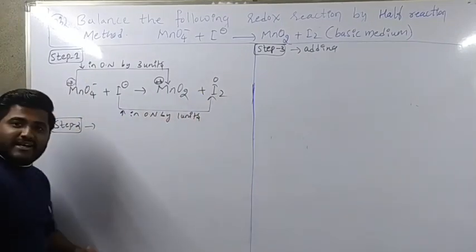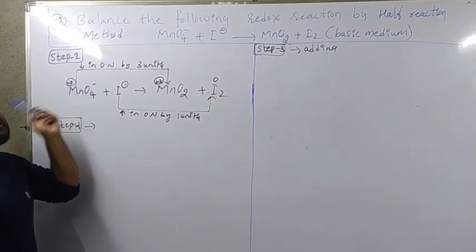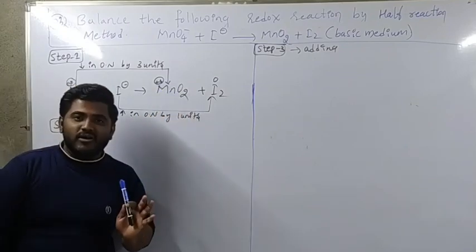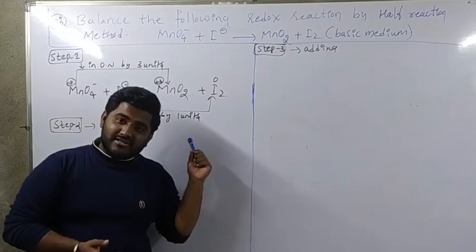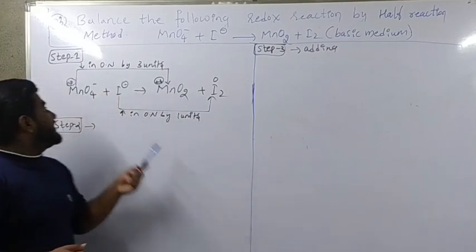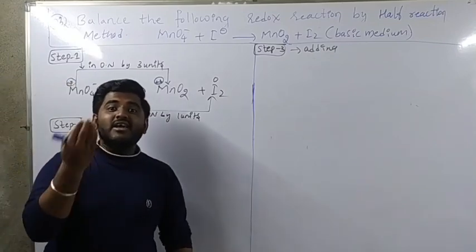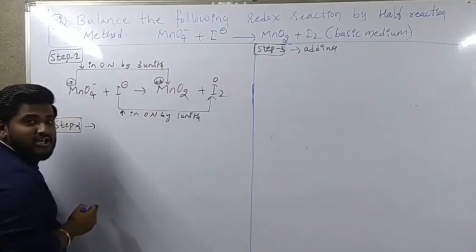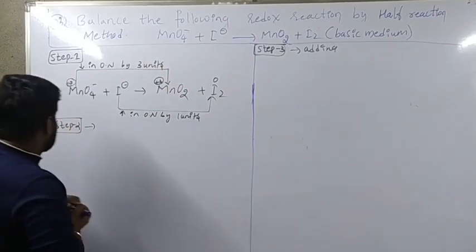And already we have studied in the previous example, oxidation state of Mn in MnO4 minus is plus 7. Oxidation state of Mn in MnO2 is plus 4. So if you are not getting this, already in the previous example I have discussed about this. Just go through that. Yes, plus 7 to plus 4. So how much it is decreased? 3 units it is decreased. So decrease in oxidation number by 3 units means it is called a reduction.